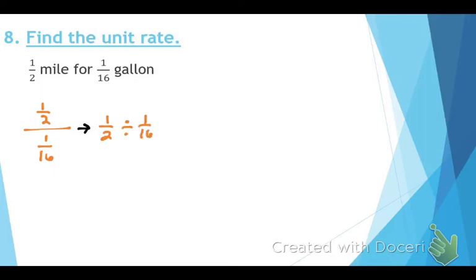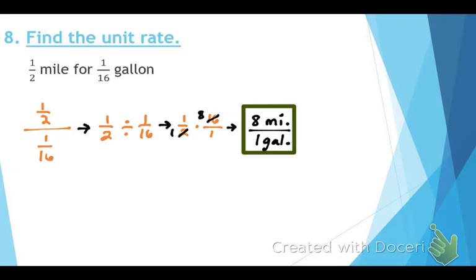What do I do next? KFC. Keep the first one, flip the second one, change the operation. Einar, can I cross reduce anything? Which ones? And what do they become? 1 and 8. Very good. When you multiply it out, guys, you see that you've got 8. Once again, go back to the original problem. It said miles per gallon. So we've got 8 miles per 1 gallon.